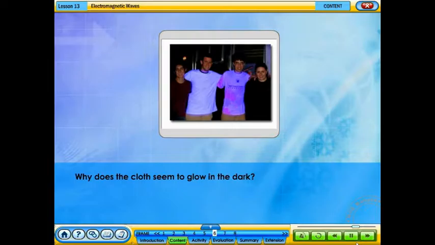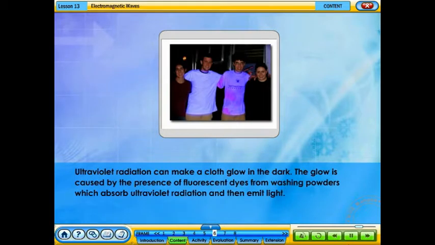Why does the cloth seem to glow in the dark? Ultraviolet radiation can make a cloth glow in the dark. The glow is caused by the presence of fluorescent dyes from washing powders, which absorb ultraviolet radiation and then emit light.